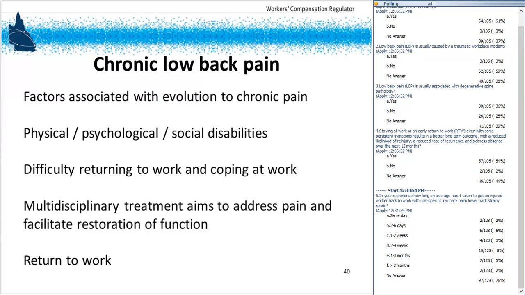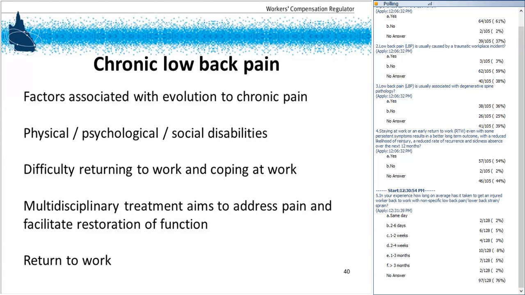And what I find in my practice and from reviewing literature is that persistent chronic low back pain tends to develop into this sort of combination of physical, psychological and social disabilities, and patients with chronic low back pain encounter significant difficulties in returning to work or staying at work and coping at work. And so for that reason, that's why multidisciplinary rehabilitation can be effective in improving functioning.